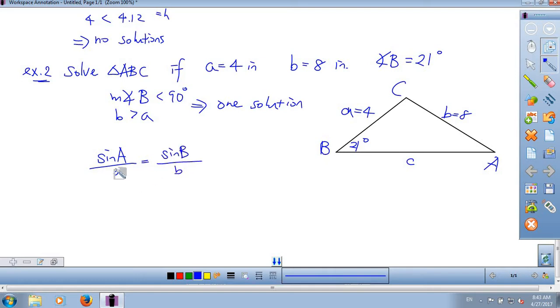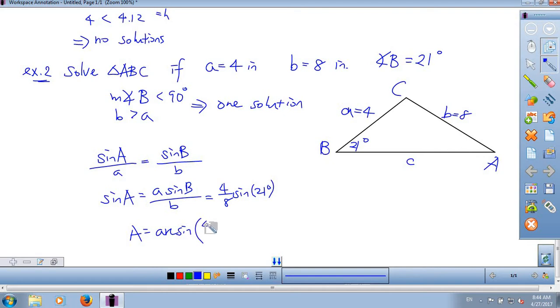Okay, so we can cross multiply to solve for sine A by multiplying both sides by little a. So A times sine B divided by B is equal to sine A. Let's substitute the information here. So it's 4 divided by 8 times sine of 21 degrees is equal to sine A. So angle A is the arc sine of this number, 4 divided by 8 times sine of 21 degrees. That will give us the measurement of angle A.